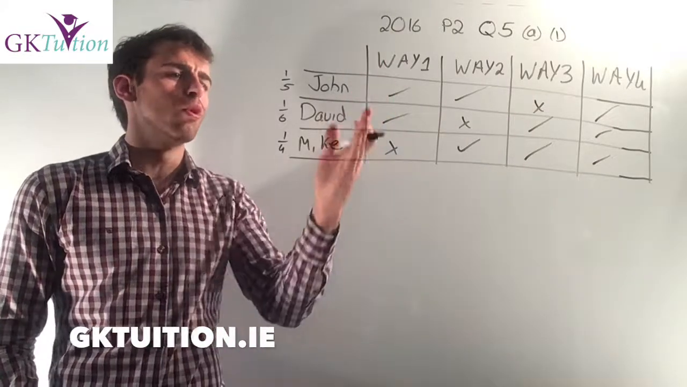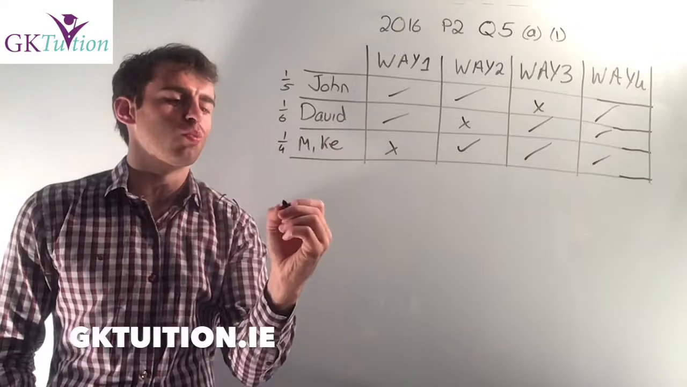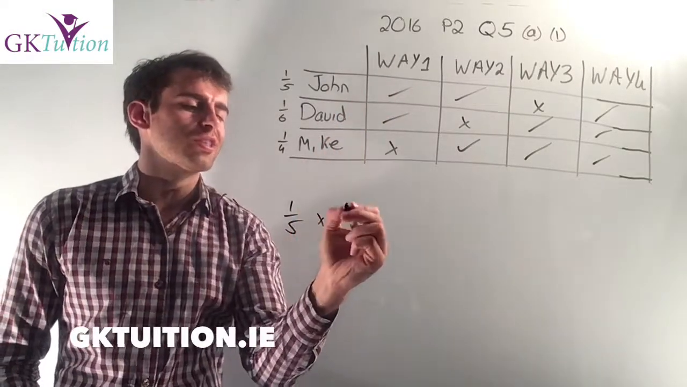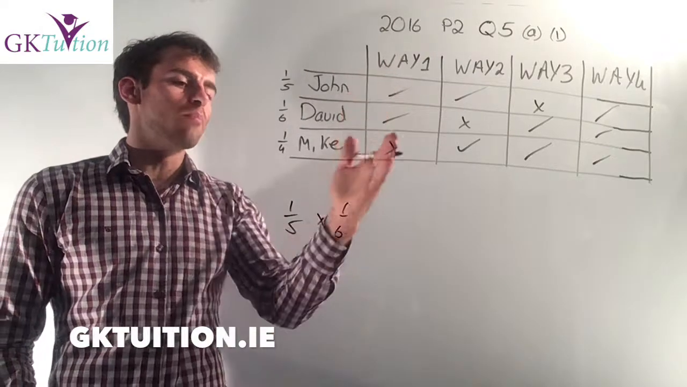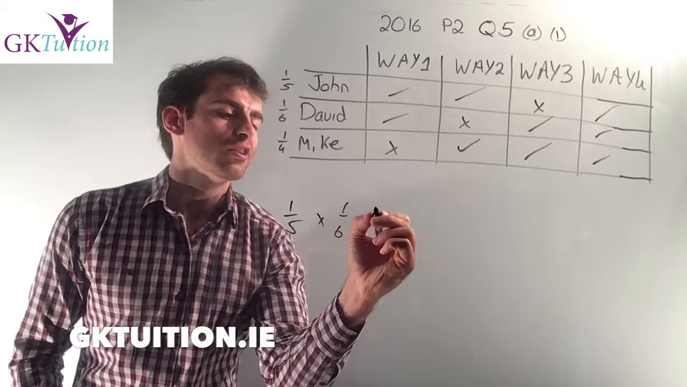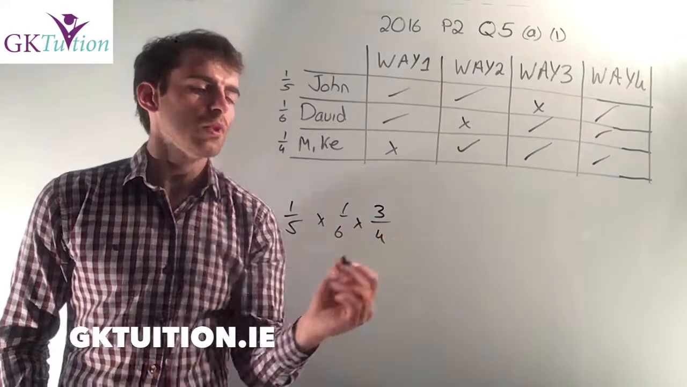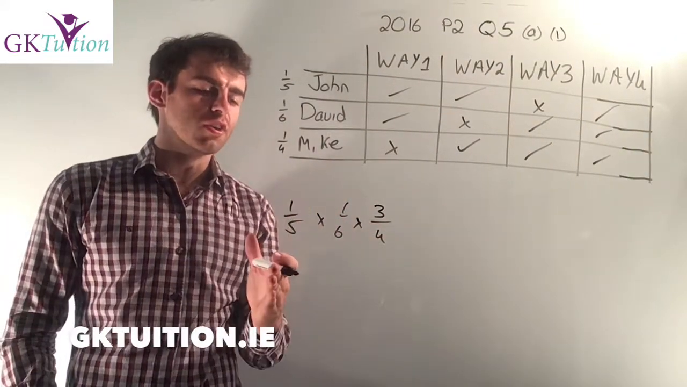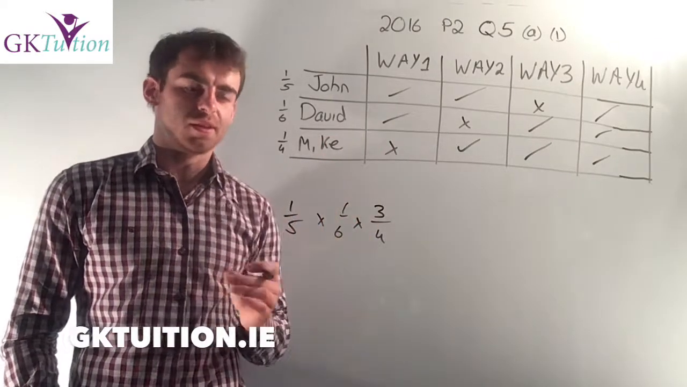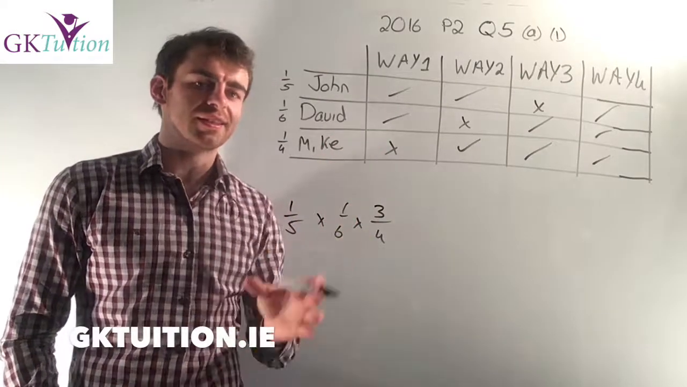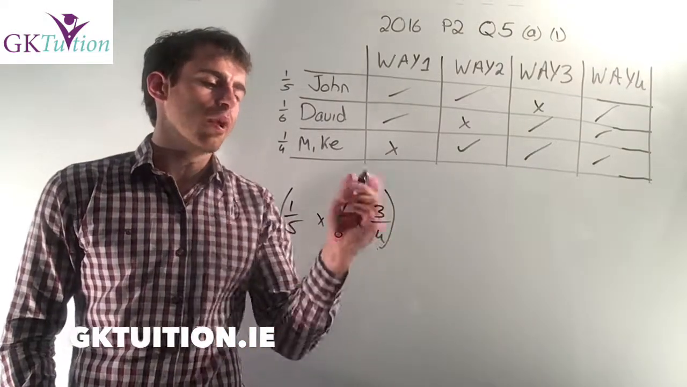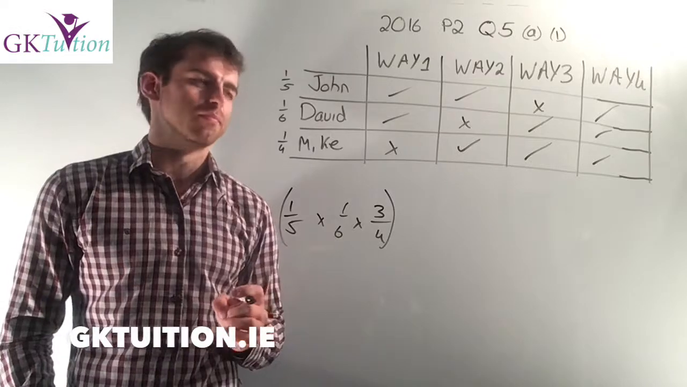In scenario 1, the chances that John scores is 1/5. The chances that David scores is 1/6. And the chances that Mike scores is 1/4. So that means the chances he doesn't score is 3/4. So in way 1, I want John to score, and David to score, and Mike to miss. This, and this, and this, which means I'm going to multiply them by each other. So that tells me the probability that way 1 happens.